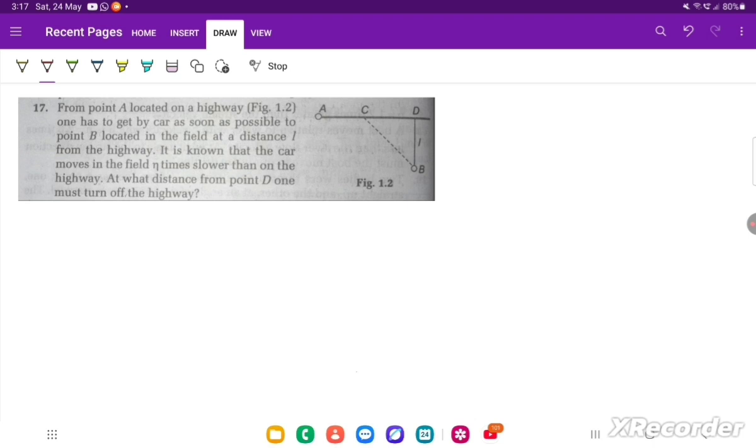From point A located on a highway, one has to get by car as soon as possible to point B located in the field at a distance L from the highway. It is known that the car moves in the field eta times slower than on the highway. At what distance from the point D must one turn off the highway? So from A to C, then C to B, and we are interested in finding the path in which it will take the least time to reach B from A.